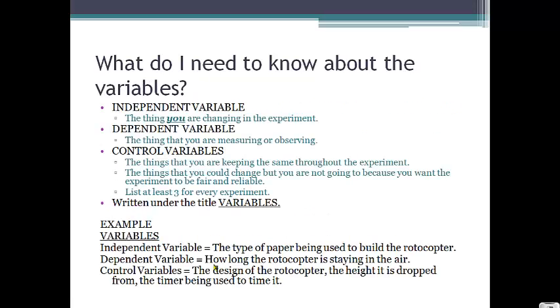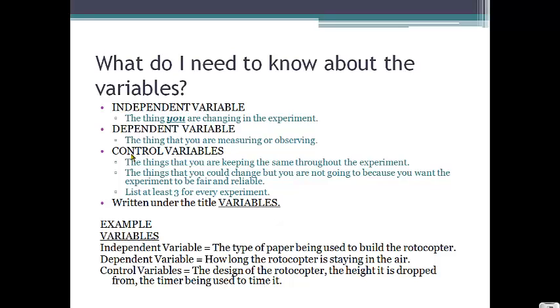After your hypothesis, you're going to list your variables under the variables section. And there's three types of variables you have to list. Again, you have to list the independent variable. That's the thing that you personally are changing during the experiment. You have to list the dependent variable. That's the thing you're measuring or you're observing. It's the results of your experiment. And then you have to list at least 3 control variables. Control variables, guys, are things that you're going to keep the same throughout the whole experiment.